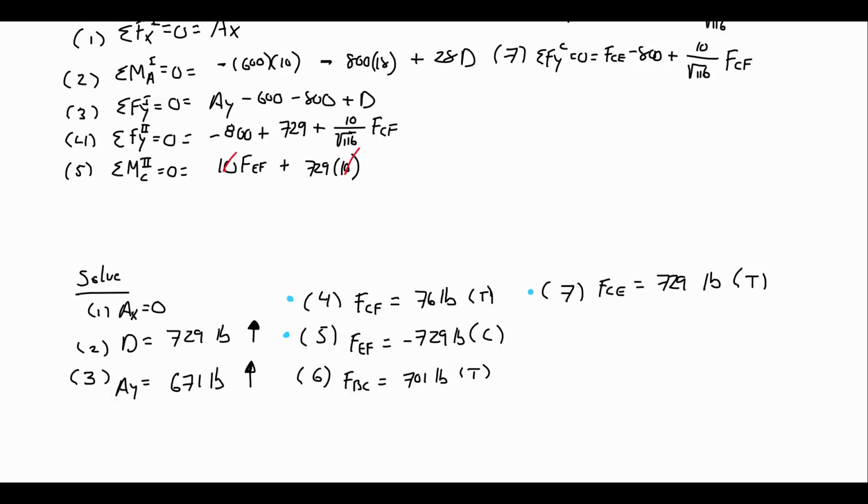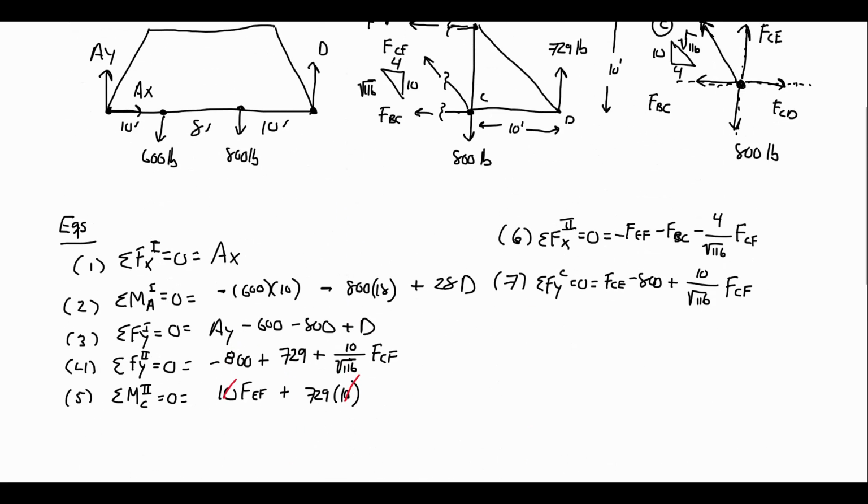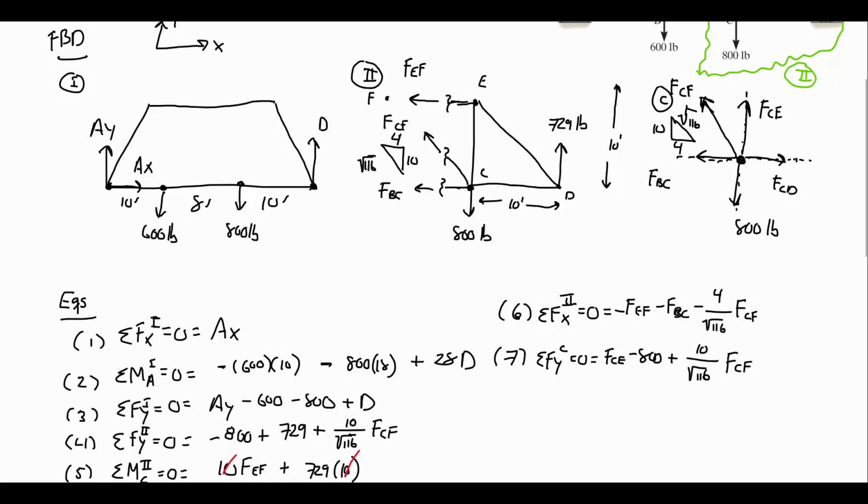Now, notice what I didn't do. I didn't even use the sum of forces in the x direction in picture C. I don't need to, in that I already know everything I need to know, everything I was asked. However, if I did do that, this is not going to be a new linearly independent equation, but it still must be true. So it might be worth checking. So this would be from the picture FCD minus FBC minus 4 over root 116 FCF. Right, those are the only things with x.